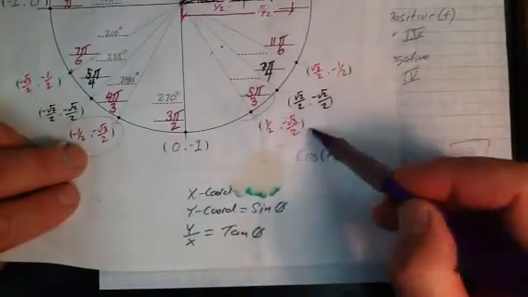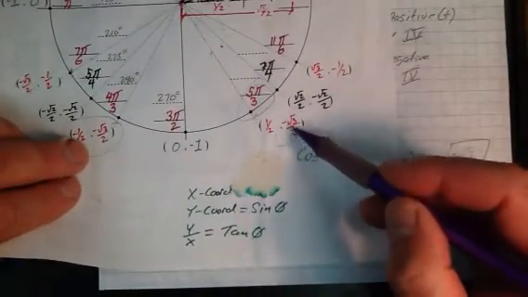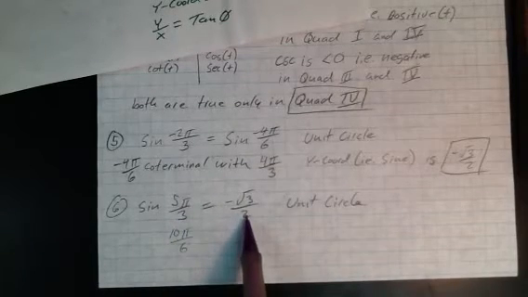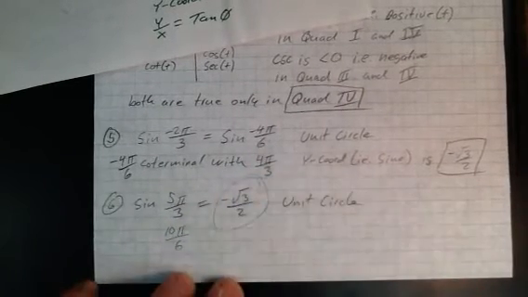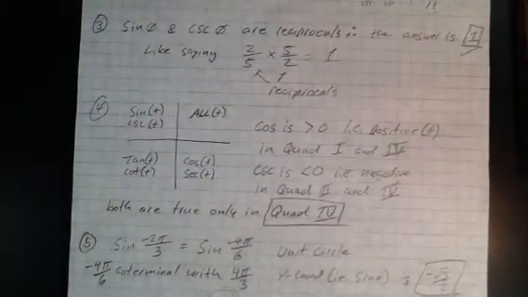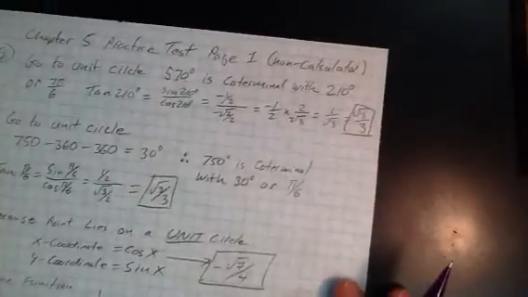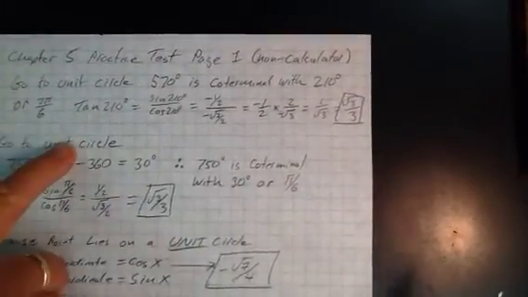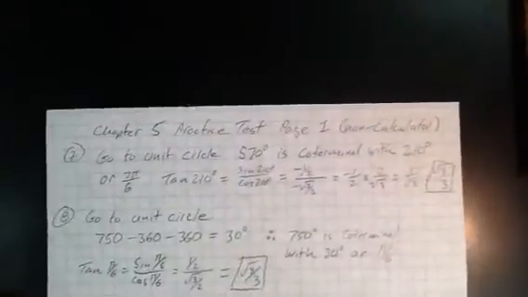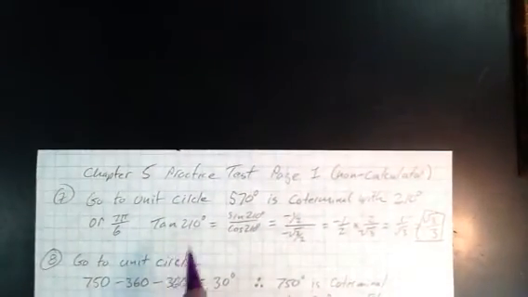Okay, and we want the sine, which is the y-coordinate, negative square root of 3 over 2. So that is indeed coterminal with 5 pi over 3. And we just count on our unit circle, and there's our correct answer. Okay, problem number 7. All right, we're going to go to our unit circle again.